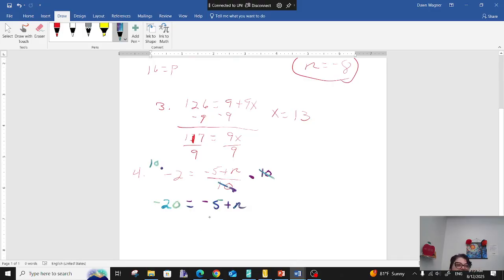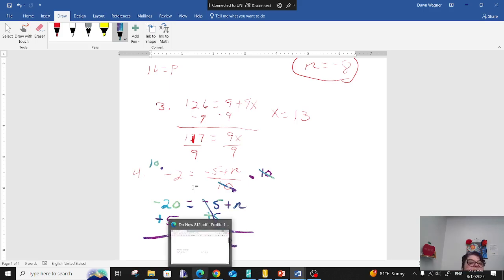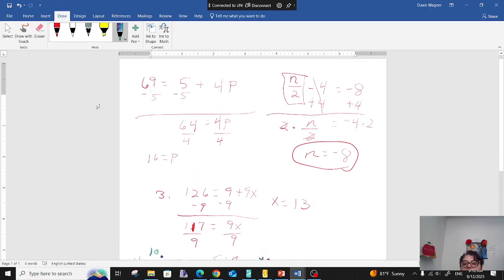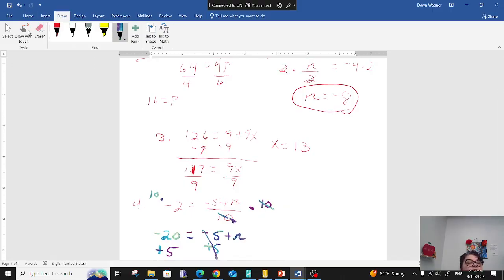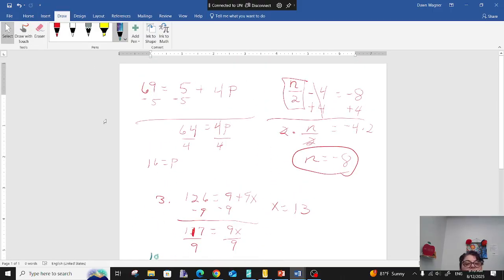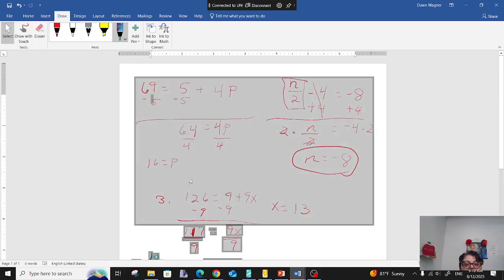Okay, and then what do I do to both sides now? Add 5. And that cancels here. I have n is equal to negative 15. So just be careful. There's a difference, right, between the small fraction and this large fraction. Are we all good with those so far?